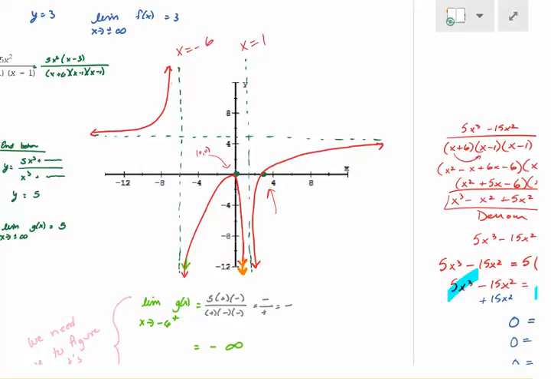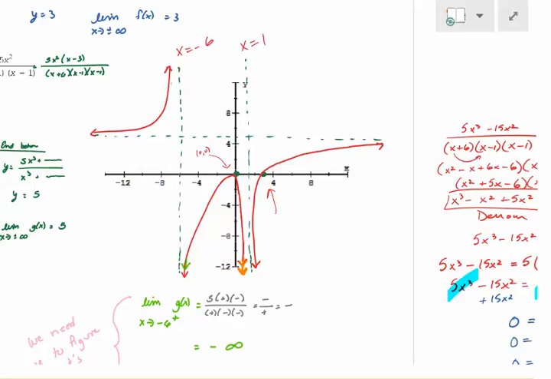Odd means they go in different directions. Even means they go in the same direction. So we knew this one went down, so this one has to go down as well. If it's odd, they go in opposite directions. If the power is even, they go in the same direction. Because x minus 1 is there twice, x equals 1 is the vertical asymptote induced by it, so they both have to go down. That's another reason.